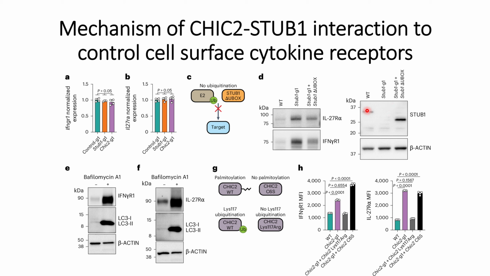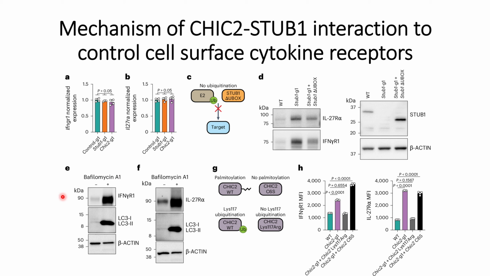When they checked the IL-27R-alpha and IFN gamma R1 amounts using Western blot, they saw that the amounts were high compared to the wild type, indicating that the ubiquitination activity of STUB1 might be acting on IL-27R-alpha and IFN gamma R1 and diverting them towards ubiquitination. So without the ubiquitination activity of STUB1, they see more IL-27R-alpha and IFN gamma R1 compared to the wild type.